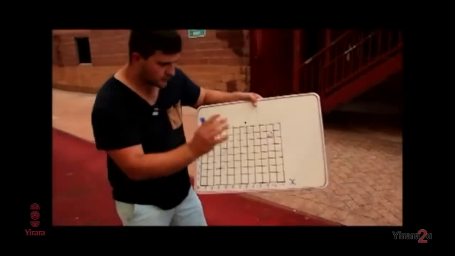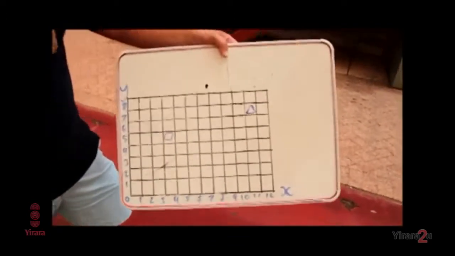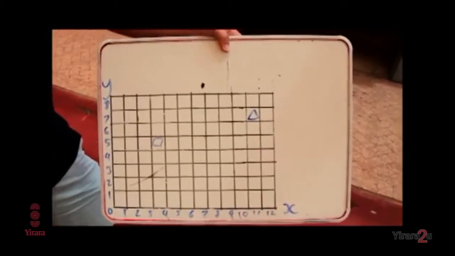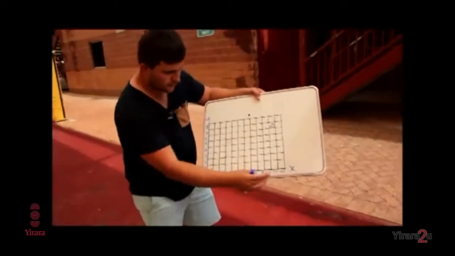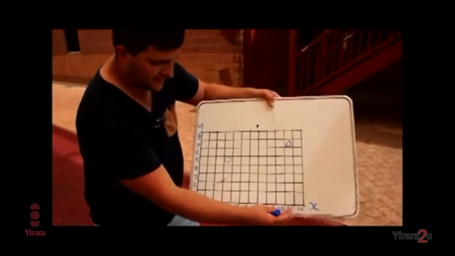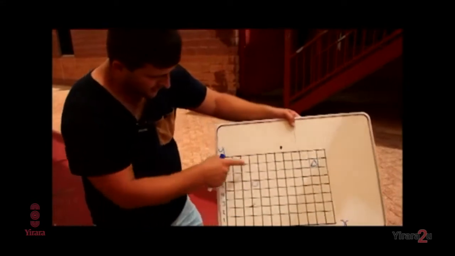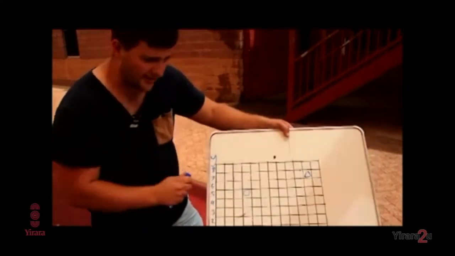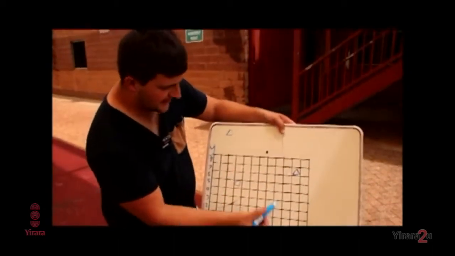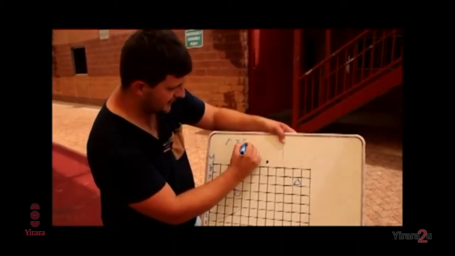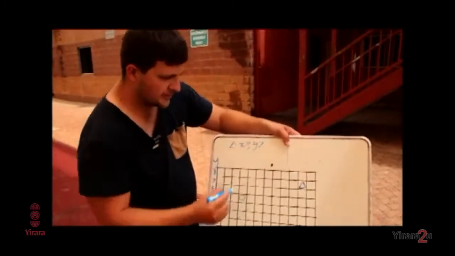Can you find the coordinate for this triangle? I'll give you a few seconds. All right, got it in your head? Let's work it out together. Going along here, we find 11, and along this side, it comes to 7. So if we're going to write that out, the triangle is at x 11 and y 7. That's how we find the coordinate.